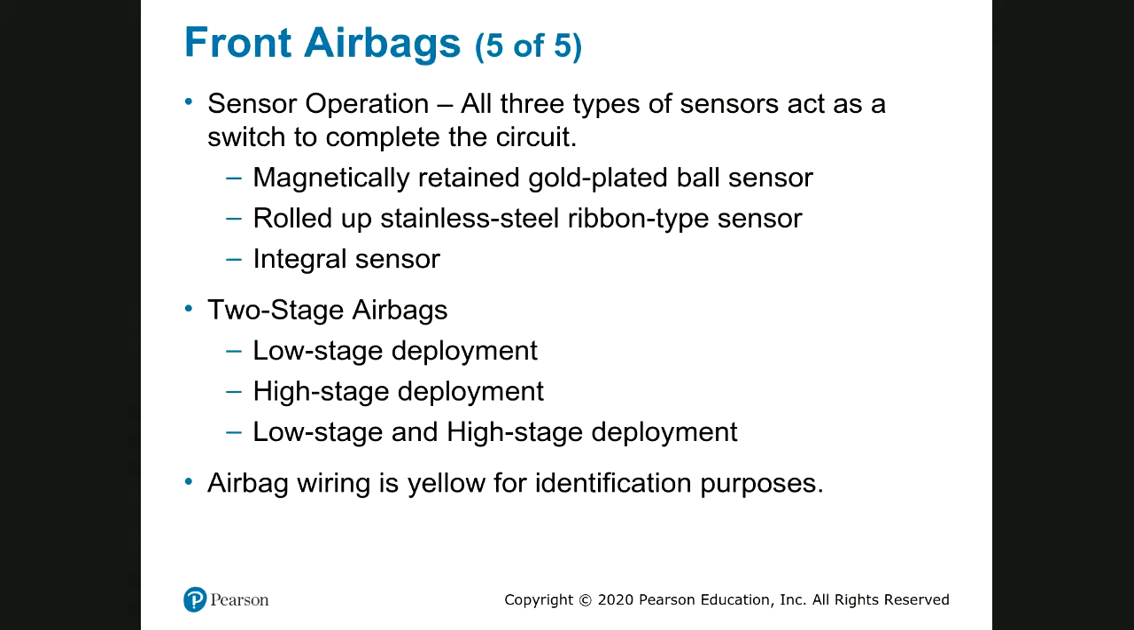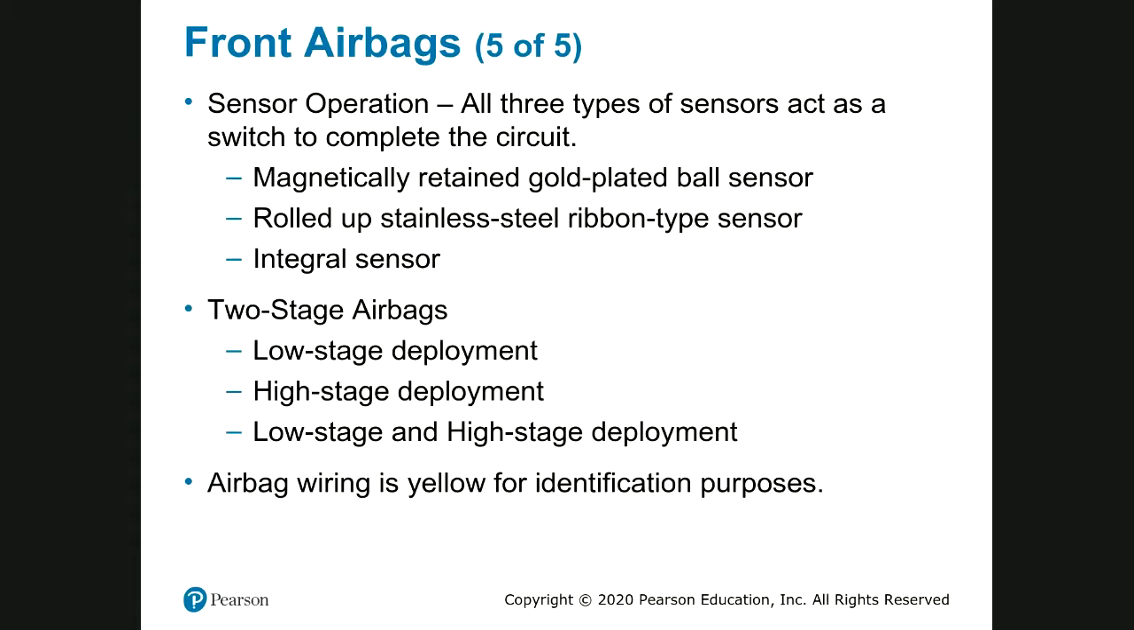Now, the magnetically retained gold-plated ball sensor is literally what it says. There's a magnet here, and it has this steel ball on it that's coated with gold. It's in front of the vehicle, and as the vehicle goes forward, it's fine, it's fine, it's fine. But in the event of a collision, there are two wires, or two pieces of metal, there. The ball will get thrown forward away from that magnet and touch those two wires and actually complete the circuit. That's how a magnetically retained gold-plated ball sensor works. After the collision, that gold-plated ball will probably get back up on this magnet and everything is good. You still have to replace those sensors just in case after a collision.